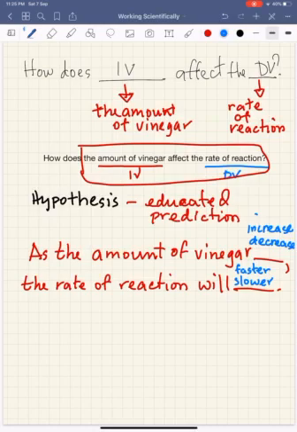I hope this short tutorial helps you complete the first couple of requirements for the Design Your Own Practical, because we went through this. You know now what the IV, DV, and CV are. You know how to write your testable question, and you know how to write your hypothesis.